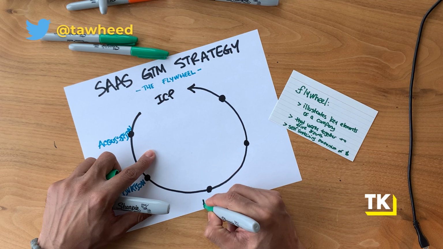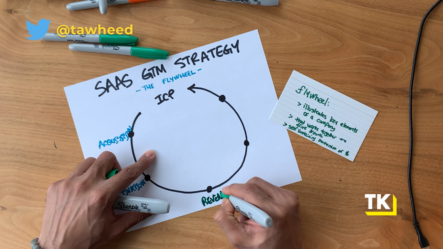Once they are actually taking action, this could be starting a trial, this could be talking to sales, this could be digging deeper into your content, depending on how you define it. The next part essentially becomes the most important part. This is essentially revenue, meaning they actually convert to becoming a customer and they pay you money.